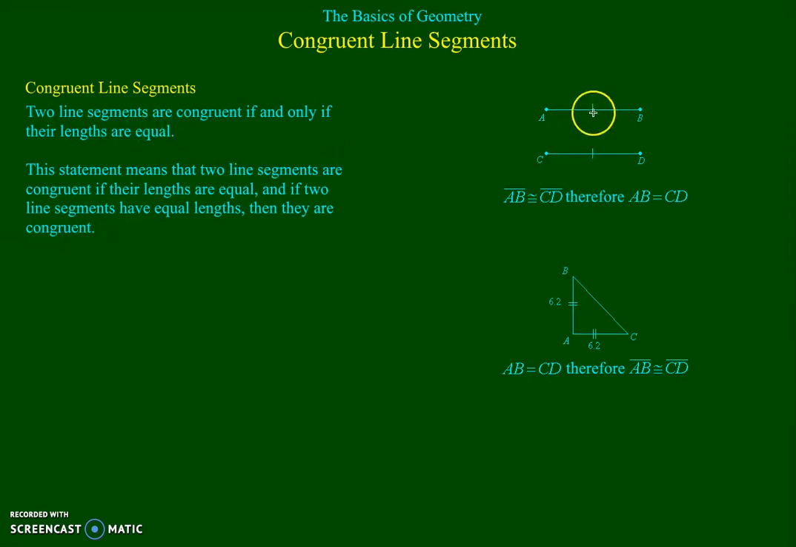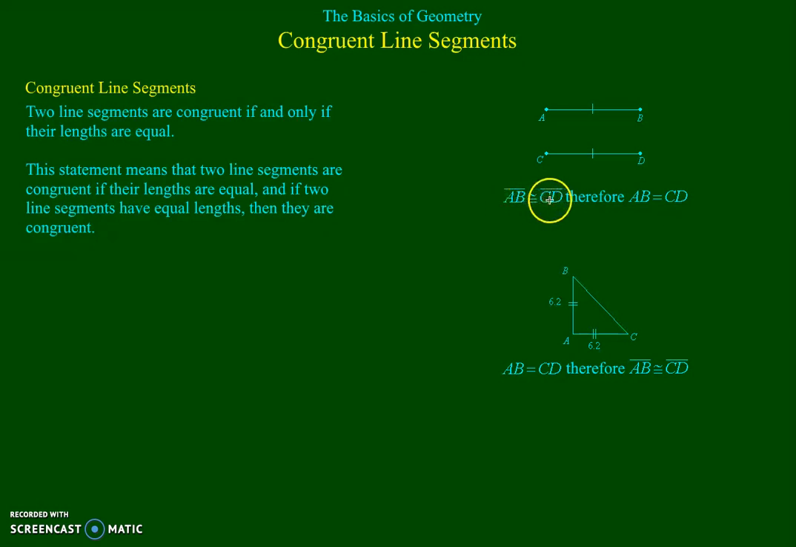Now graphically, you would show this by these little hash marks here. There could be 1, 2, 3. You only have to match up the number of hash marks. Here, these two segments have 2. So this is congruent to this, and this is congruent to this. This is not necessarily congruent to this. In mathematical statements, you would say segment AB is congruent to segment CD. This equal sign with a tilde across the top is the congruent symbol.